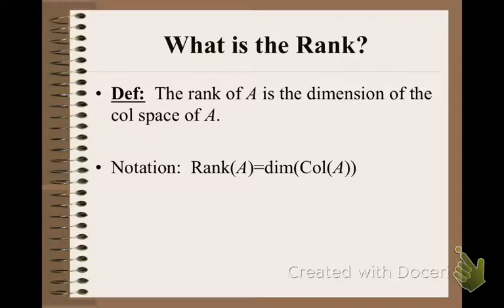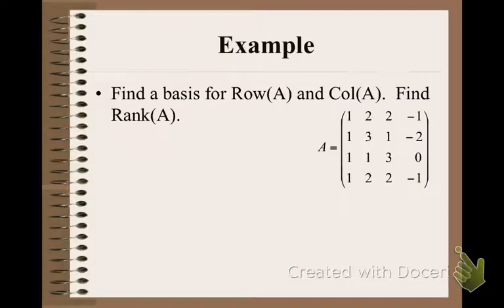Now on to the definition for rank. The rank is simply the dimension of the column space of A. You see the notation here, and if you recall, dimension means the number of vectors that are in the basis. So the rank is the number of vectors that are in the basis for the column space of a matrix A. In this example, we're going to find the basis for the row space and the column space, and then find the rank of the matrix A.